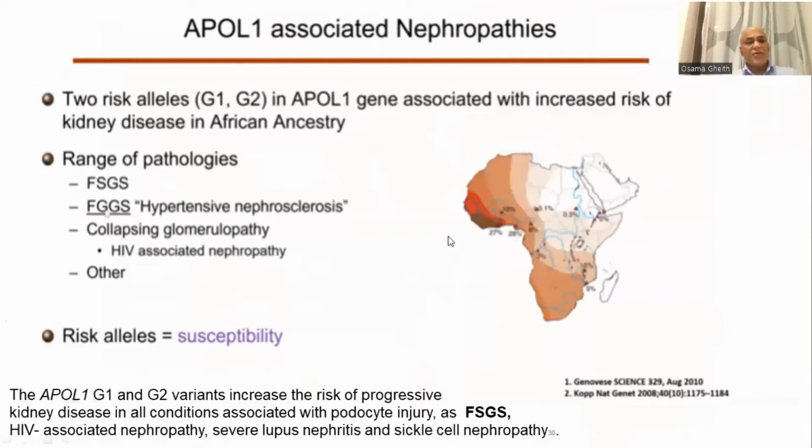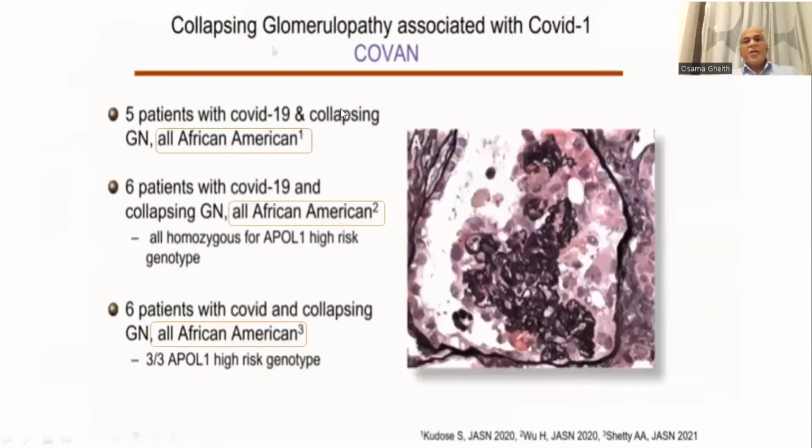Apolipoprotein L1 associated nephropathy is related to mutations in the APOL1 gene variants, G1 and G2. It carries an increased risk of progression to end-stage kidney disease, especially in cases with podocyte disorders like FSGS, HIV nephropathy, lupus, and sickle cell nephropathy. Regarding COVID-19 associated nephropathy, there are some trials and case series of this disorder. All of them are African American.